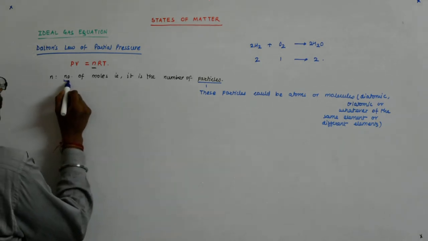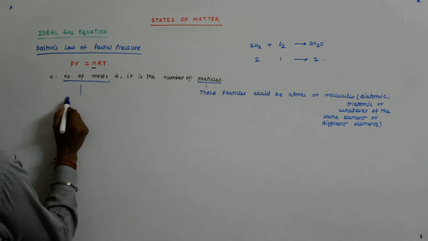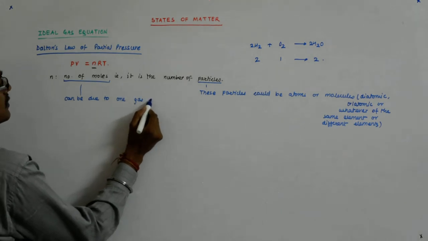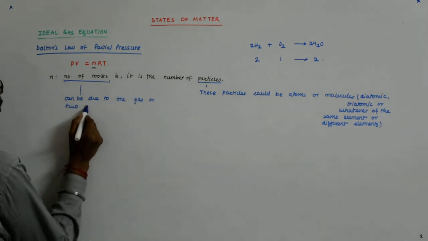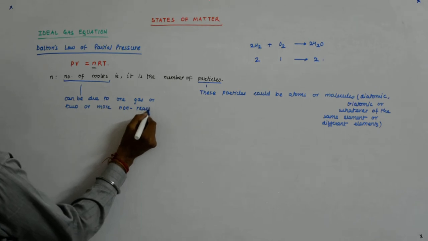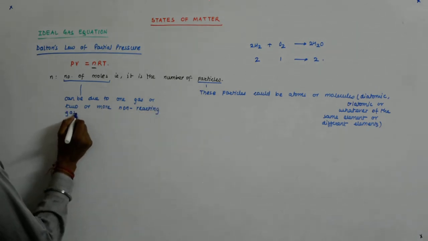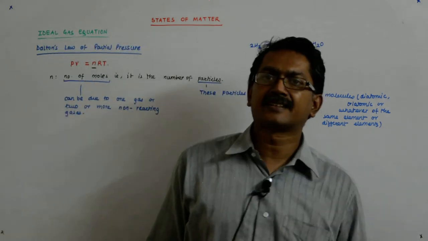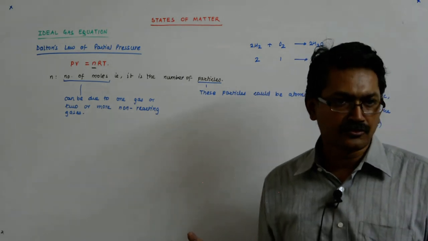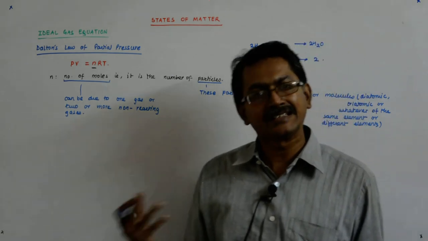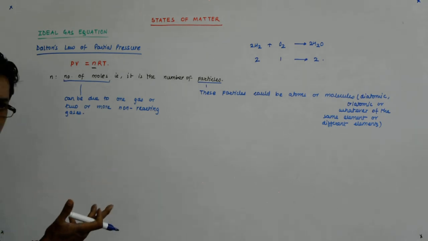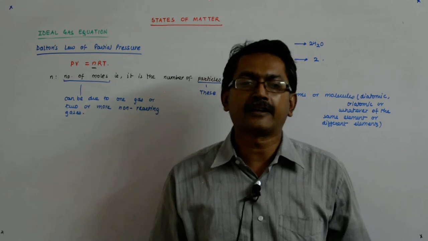Now this number of moles can be due to one gas or two or more non-reacting gases. If the gases react, you should know the reaction. You should also understand if the condition for that reaction is satisfied. Or if someone has told you, yes, they are reacting, then you calculate the equation. Still, then too, you will face no trouble at all.